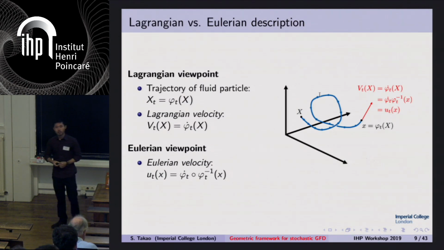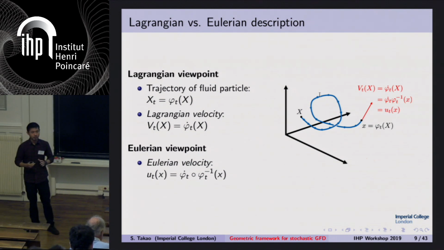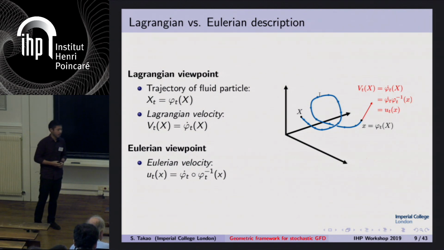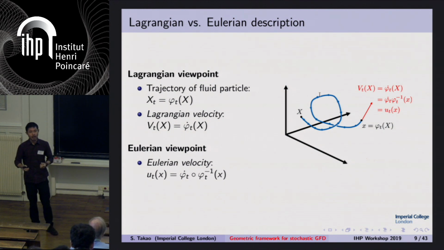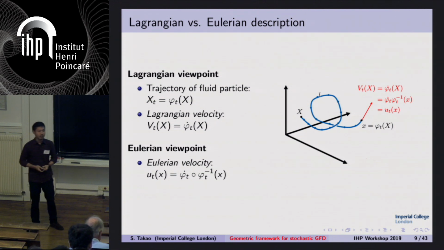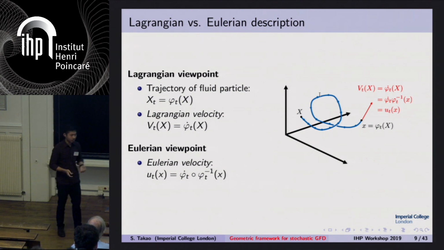Okay, so a very important concept in fluid dynamics is the Lagrangian and Eulerian description of fluids. In short, in the Lagrangian description, your fluid is understood as the motion of Lagrangian particles, like how the fluid particles move. As opposed to this, the Eulerian description describes how the velocity field at each spatial point evolves in time. So that's the difference between the Lagrangian and Eulerian. This is going to be quite important in what I'm going to talk about soon.